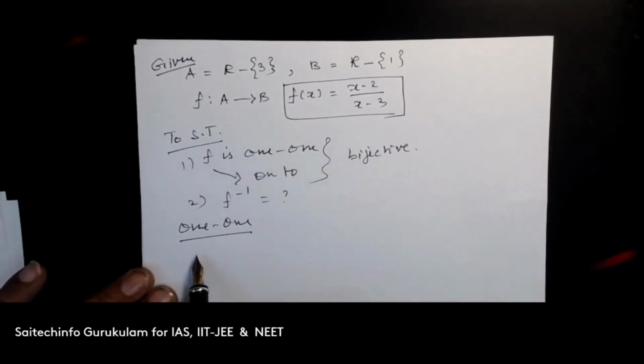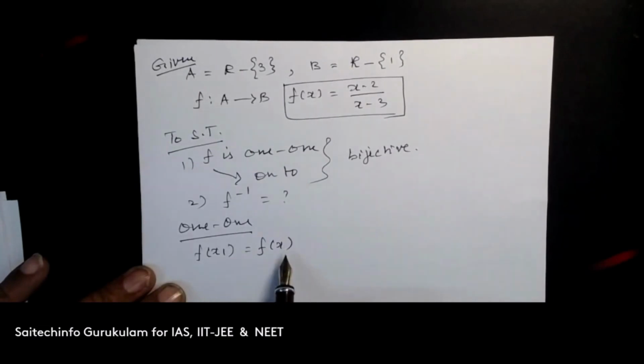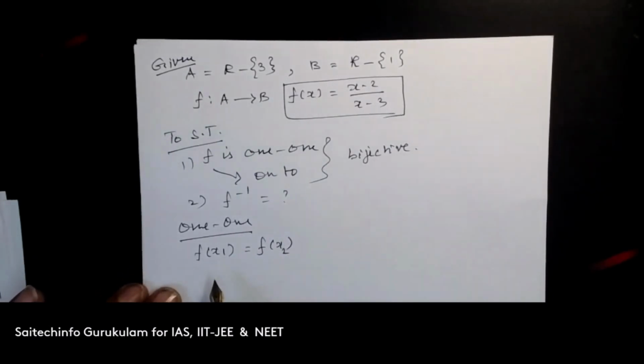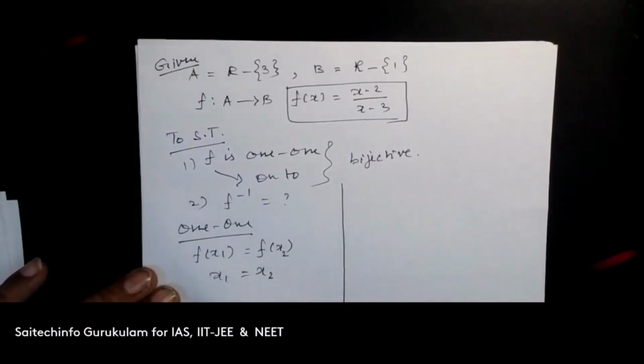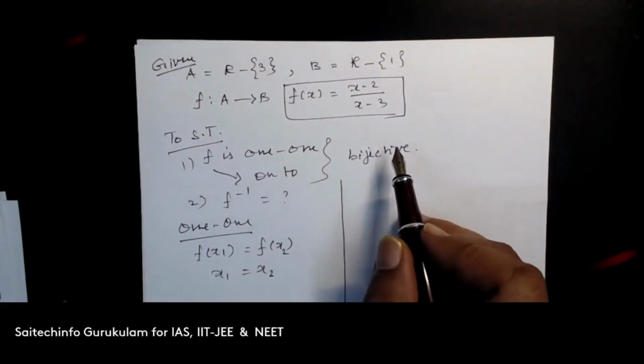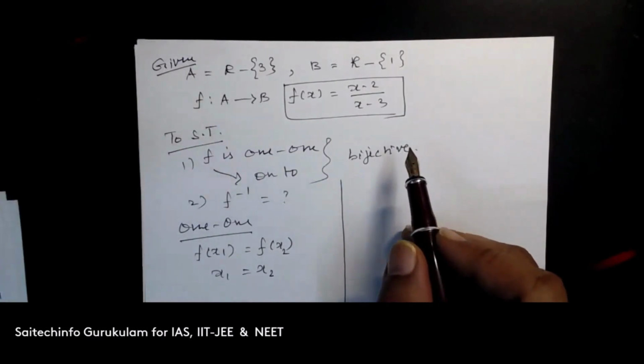Here we know the concept: when f of x1 is equal to f of x2 and it results in x1 is equal to x2, it clearly indicates that it is a one-to-one function. Okay, right. Now let me proceed.